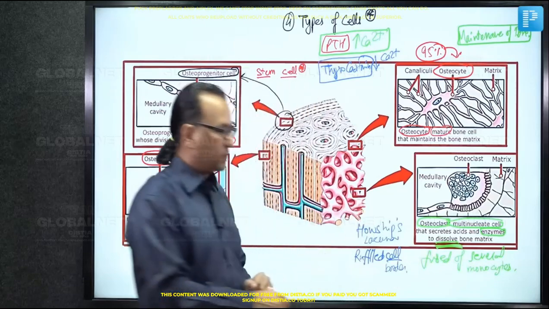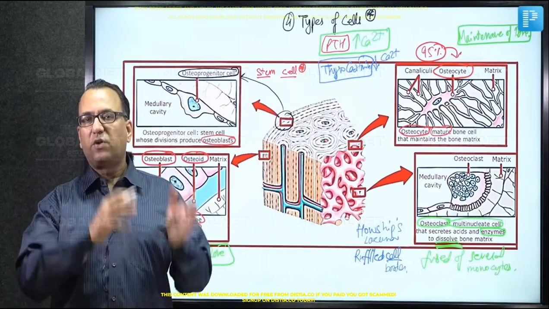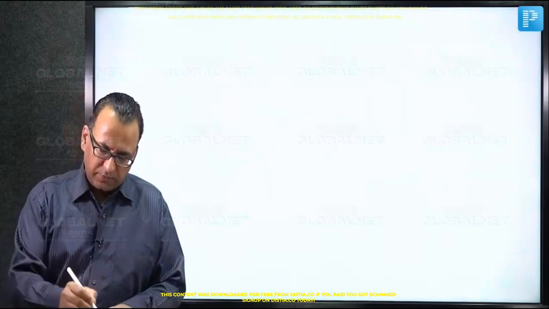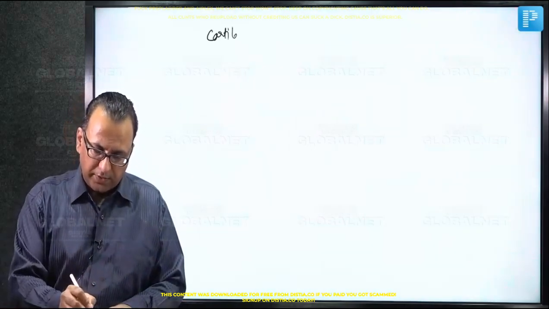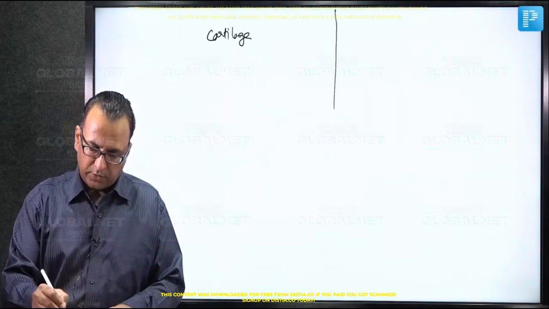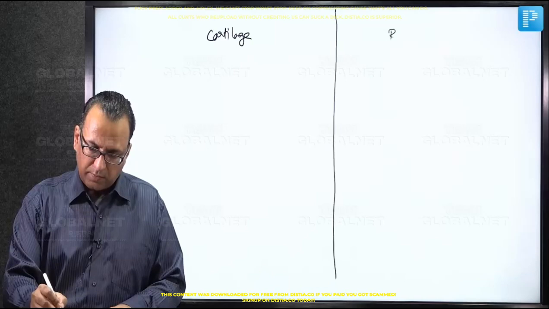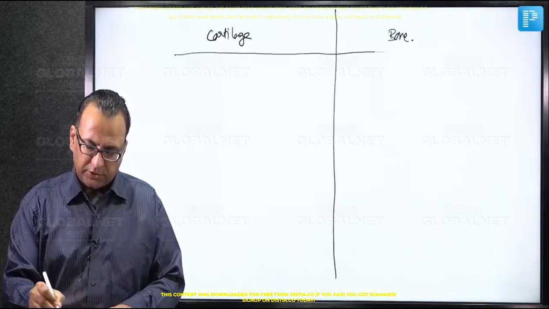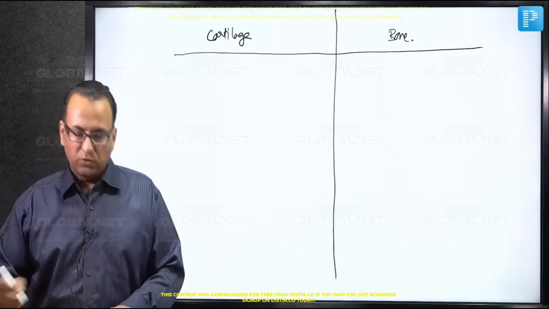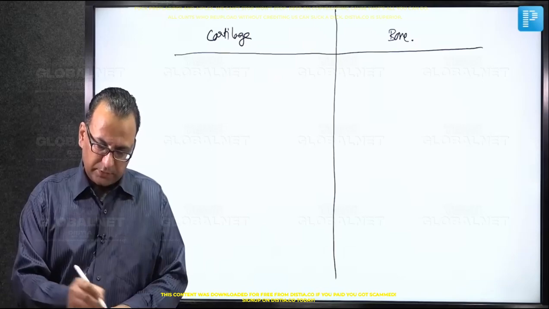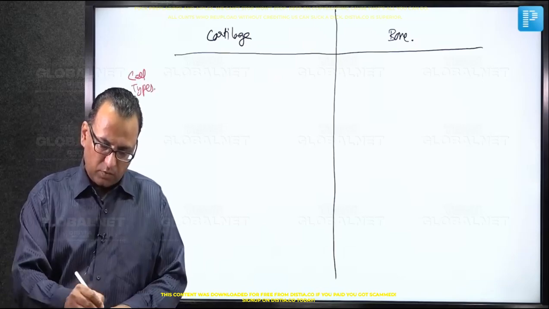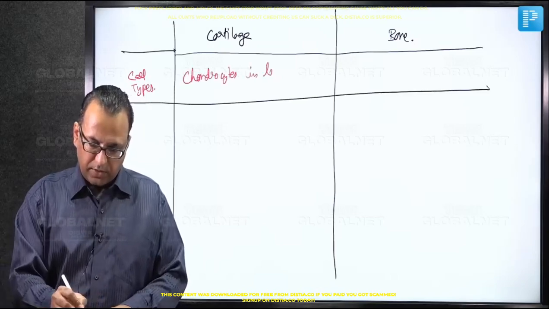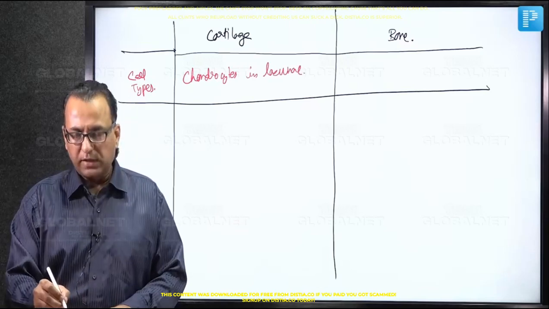Now let us make a table to compare the characteristic features of bone in relation to the cartilage tissue. We are making a table where we are going to compare the cartilage with the bone in terms of features like the composition and the various cell types, the fibers, the mineralization, the neurovascularity. So as we start with the cell types, in the cartilage we have the chondrocytes in the lacuna. If we are talking about the bone, then it is the osteocytes in the lacuna.